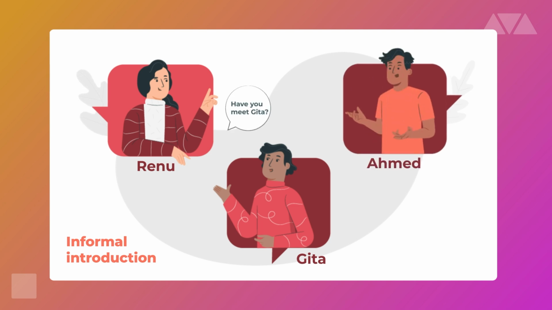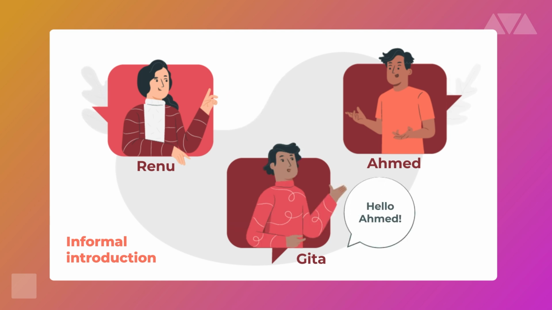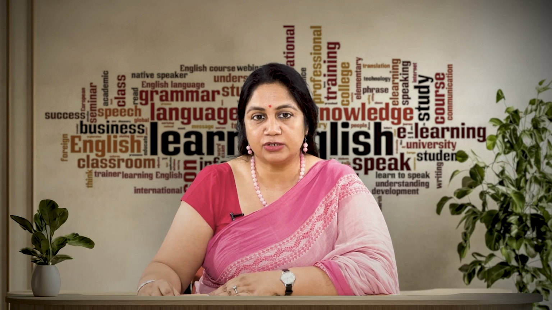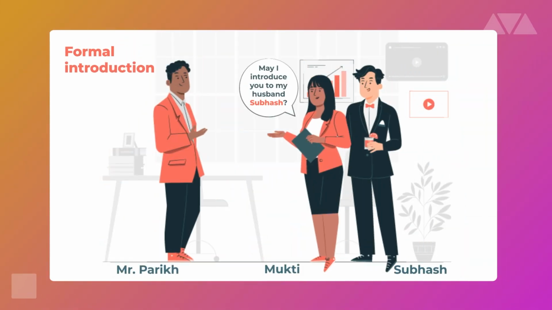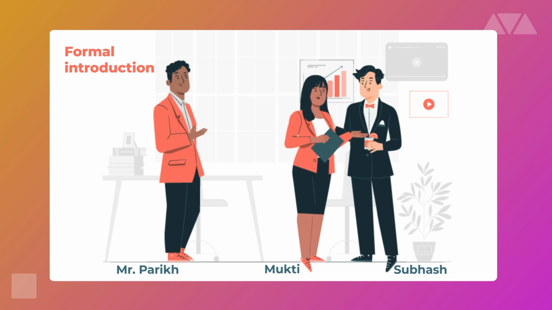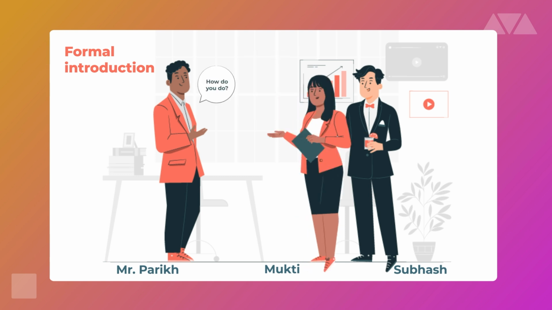Renu, have you met Geeta? Geeta, this is Ahmed, a friend of mine from the office. Geeta: Hello, Ahmed. Ahmed: Hello, nice to meet you. And here is a formal introduction. Mukti: Mr. Parekh, may I introduce you to my husband, Subhash? Subhash, this is Mr. Parekh, our manager. Mr. Parekh: How do you do? Subhash: How do you do?